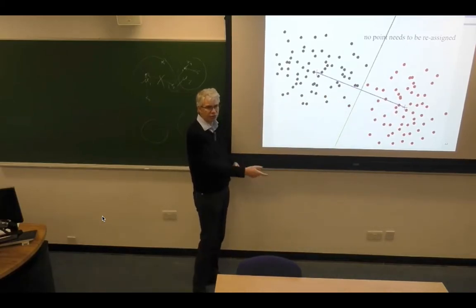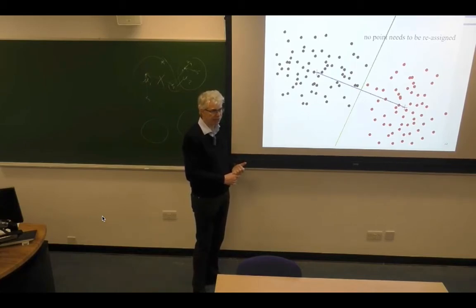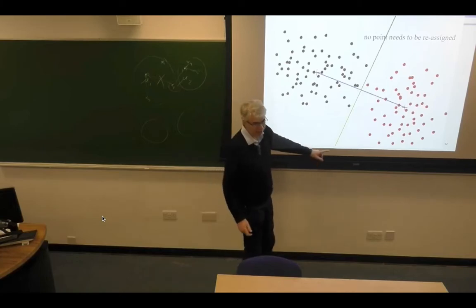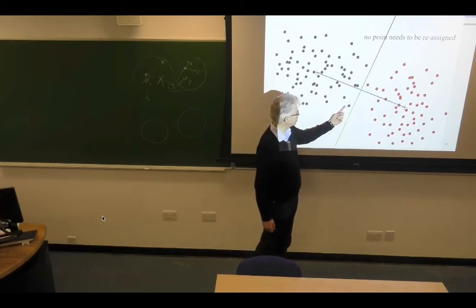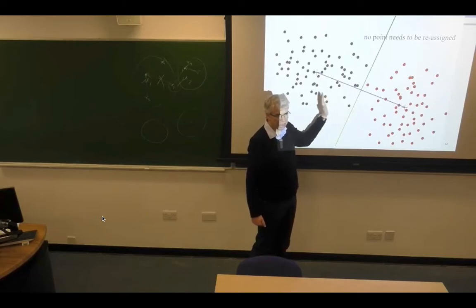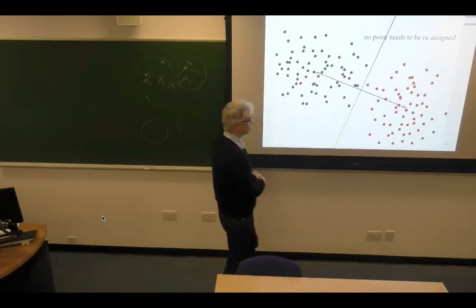Now I need to go through all the data points again to see if any of them need to be reassigned. And in this case, I was lucky. None of them need to be reassigned. But in a real example, it would be very likely that some of these around that boundary, because the cluster means have moved, may end up in a different class, and so we might have to move them.